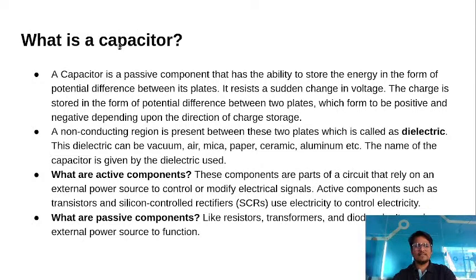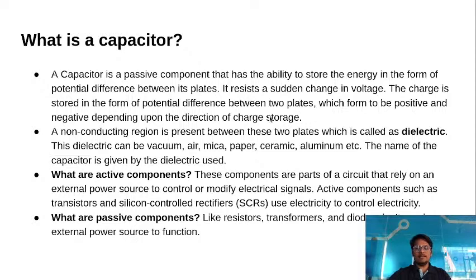So here you can see the definition. A capacitor is a passive component that has the ability to store energy in the form of a potential difference between its plates. Basically, a capacitor is a kind of battery which stores electrical energy inside it, and it charges and discharges very fast. Depending on the value of the capacitor, its charging and discharging time will vary. It resists a sudden change in voltage. The charge is stored in the form of a potential difference between two plates.